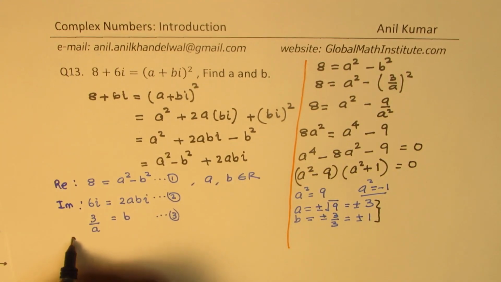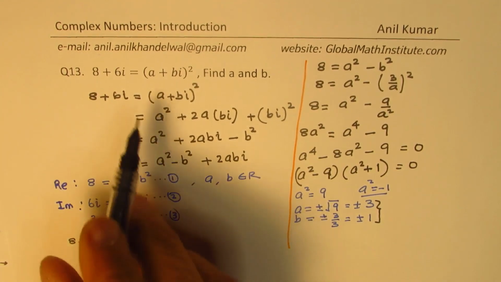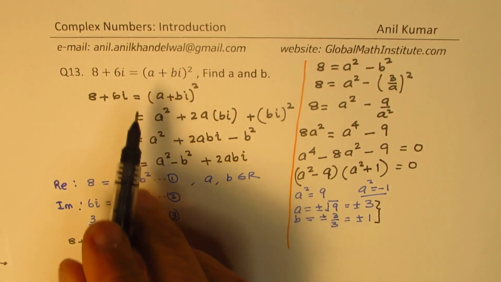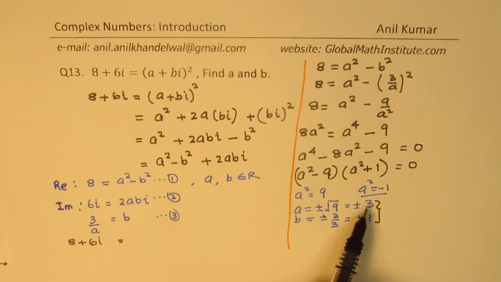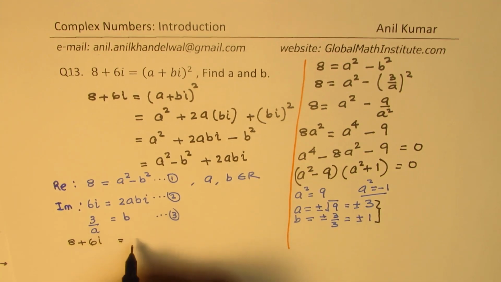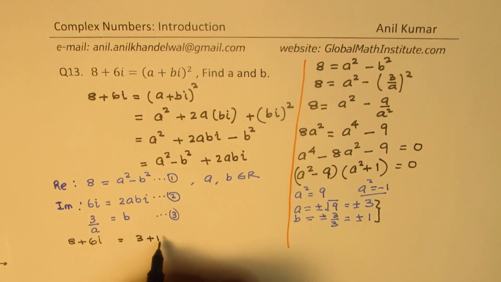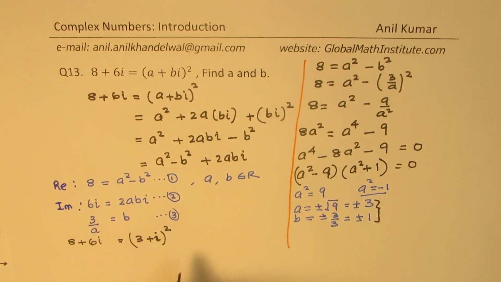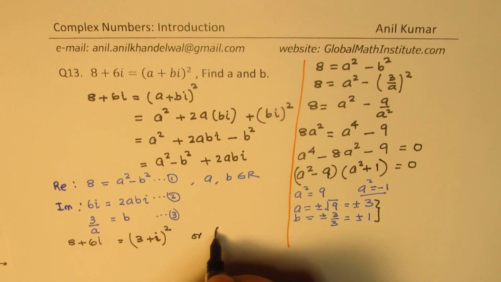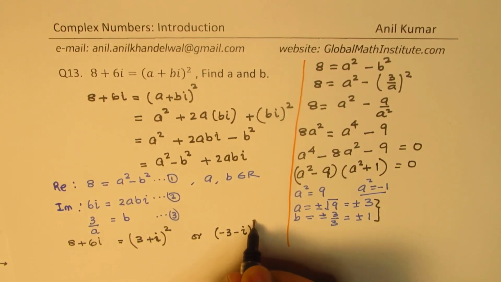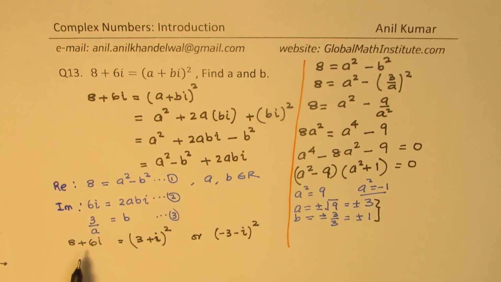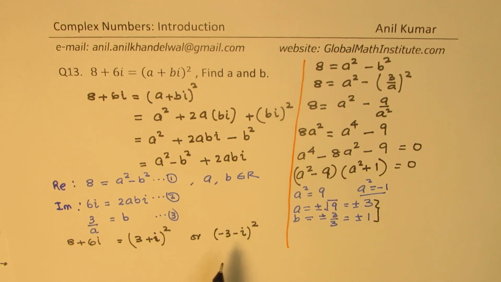So with those solutions we can write 8 plus 6i could be equal to, a could be equal to 3 and b is 1, right? So it is equal to 3 plus 1i, let's write i here, whole square, right? And this is also equal to minus 3 minus i whole square, either way. So we can write 8 plus 6i as 3 plus i whole square, basically, right? That is one and the same thing. So that is how we can find the value of a and b.